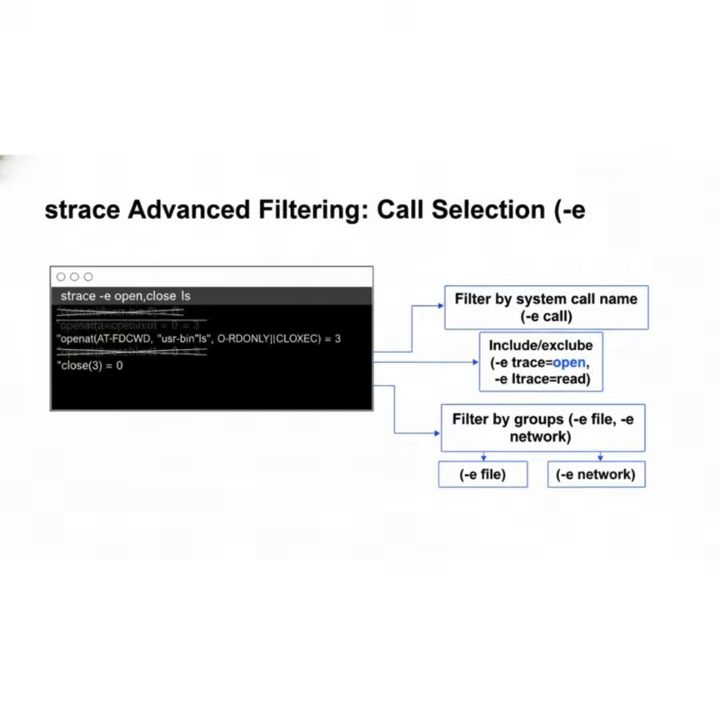Alternatively, you can trace system calls belonging to specific groups, like -e file for file-related calls, or -e network for network operations. You can also explicitly exclude calls using a minus. For example, -e trace=open will only trace open calls, while -e trace=!read will trace everything except read calls. This drastically reduces the noise, letting you focus on the relevant interactions.